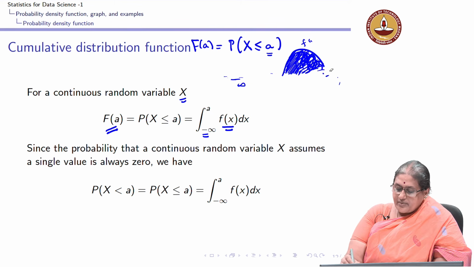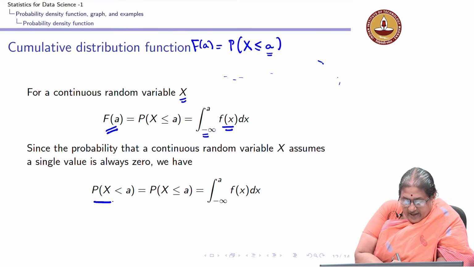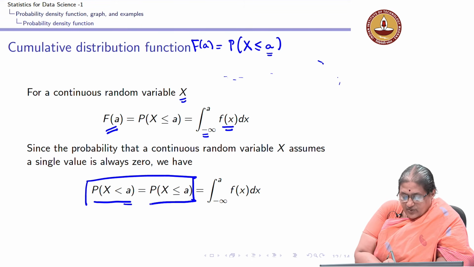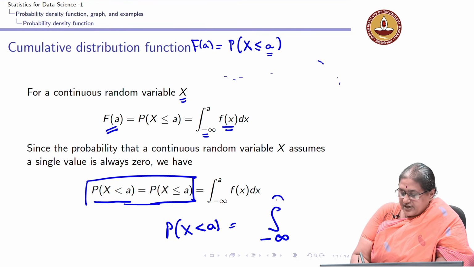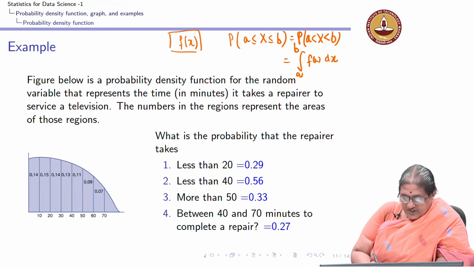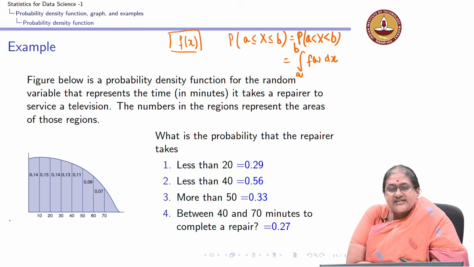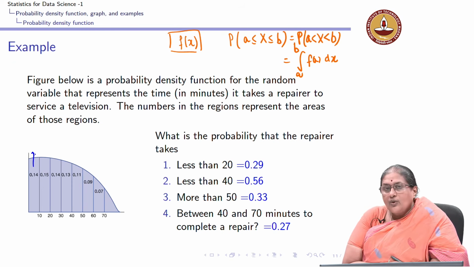Again, since probability x takes a particular value is equal to 0, I know that probability x is less than a is the same as probability x is less than or equal to a. So, I have probability x is less than a is also minus infinity to a f of x dx, and that is something which we have seen here, that probability x is less than 10 minutes or x is less than or equal to 10 minutes is the same, which is 0.14.